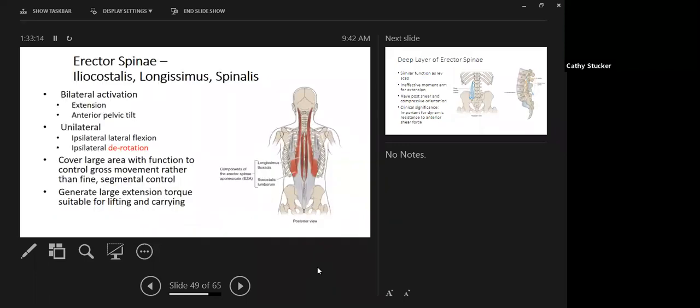And then the erector spinae, you know, they're big dogs, so I thought we'd mention them, but this is not gross anatomy class, so I don't expect you to tell me which one is which, but just know that they all work to extend the spine. They all work to anteriorly tilt the pelvis. They provide side flexion if only one side activates, and they also de-rotate. So if I'm rotated left, my right erector spinae help me to de-rotate to the right.